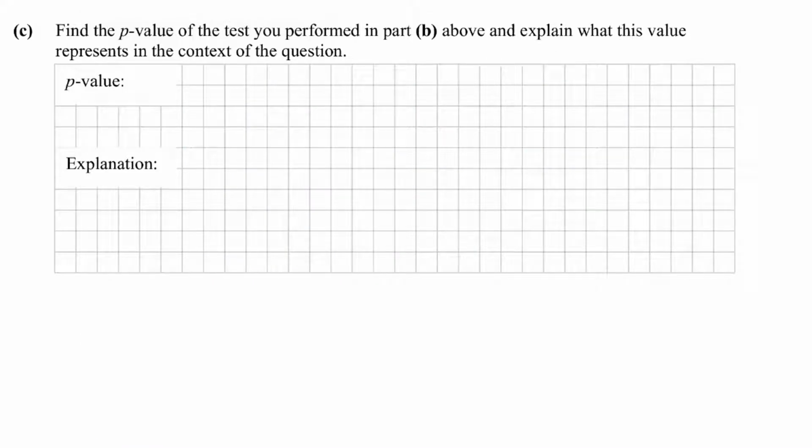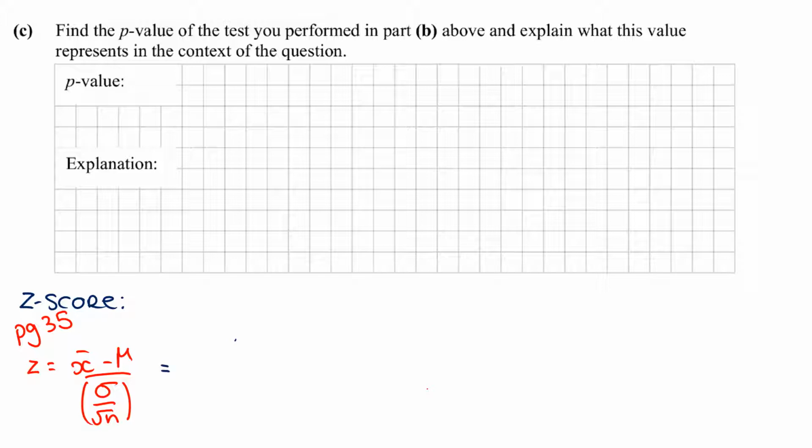So the p-value of the test you performed in part B above, and explain what this value represents in the context of the question. So given that I've used a confidence interval, the p-value actually does need the z-score. So the first thing we're going to work out is the z-score here. Like I said, we're going to work from page 35, and it's called the one sample z-test. And its z is equal to x bar minus mu all over sigma over root n. So it's kind of accounting for the fact it's a sample.